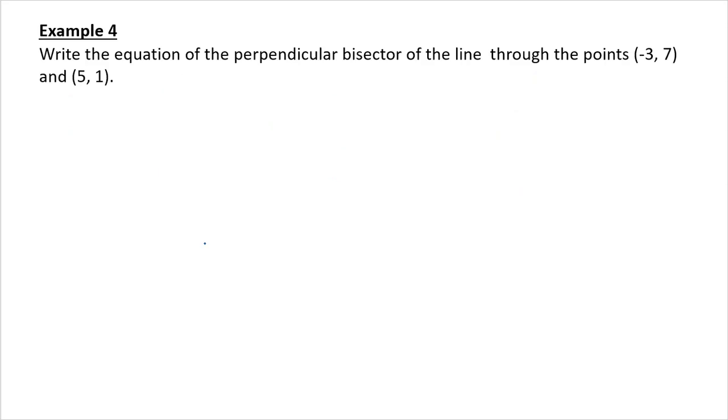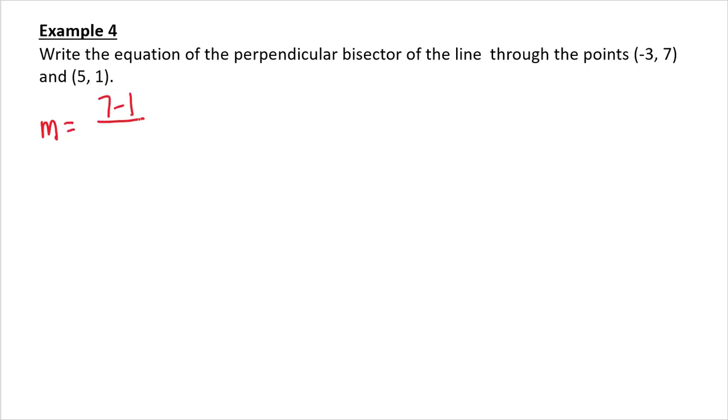Okay, my last example here. Write the equation of the perpendicular bisector of the line through the points -3, 7 and 5, 1. And I love this example. I love this example because I like writing equations of lines. I like algebra. Algebra and I really get along. I do love geometry, but I just love algebra. So again, you're writing the equation of the perpendicular bisector of a line through those points. So let's find the slope of that line.